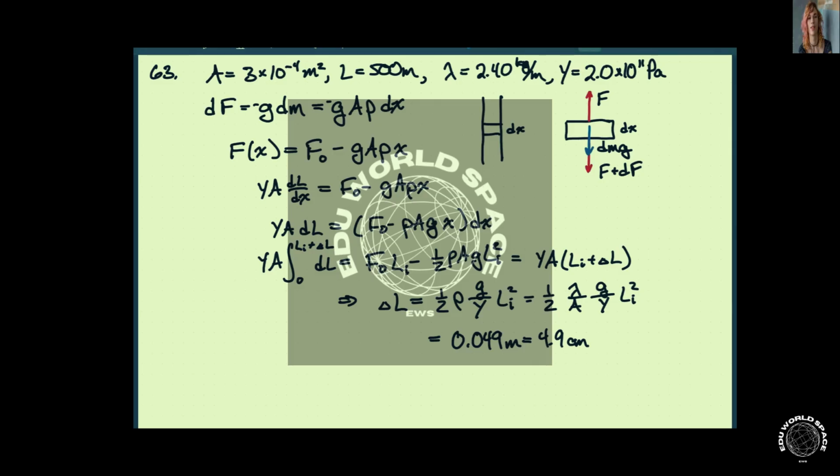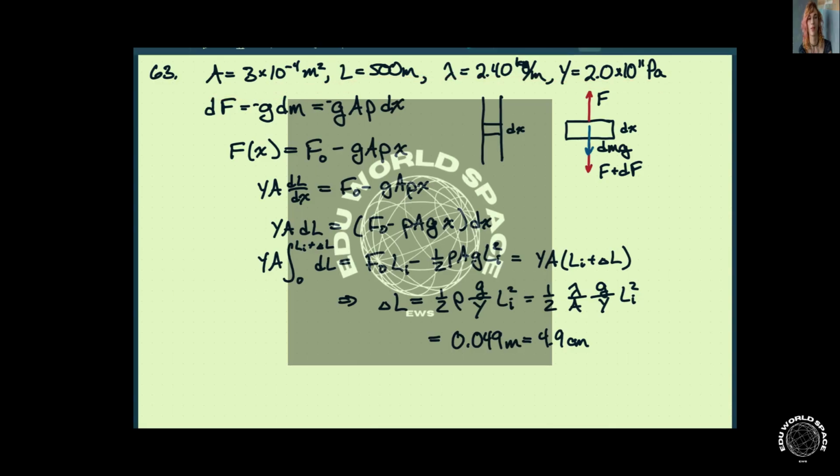So we're told a steel cable that is, let's see here, 3.5, 3 square centimeters in cross-sectional area. It has a mass per unit length of 2.4 kilograms per meter, and there's 500 meters of it, and it's hung over a vertical cliff. And how much does the cable stretch under its own weight? And it's steel, so the Young's modulus is 200 gigapascals. So we have all our information here from the problem.